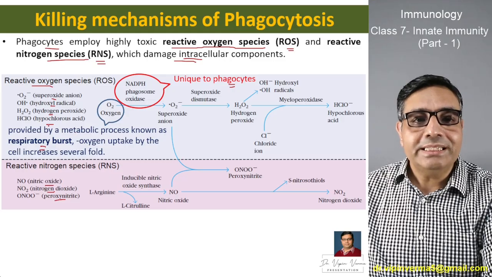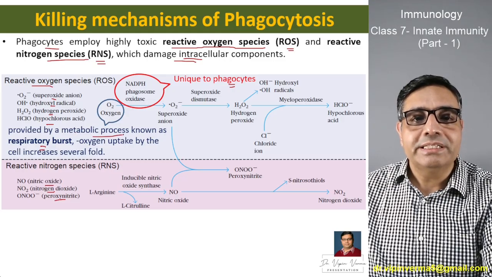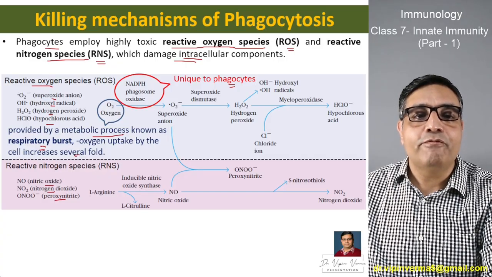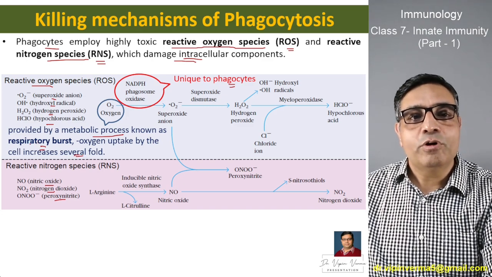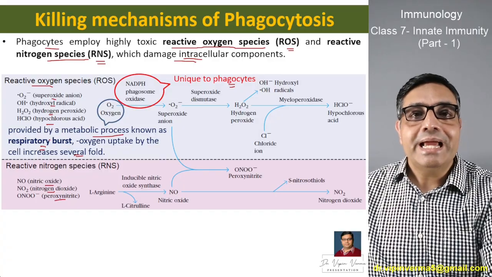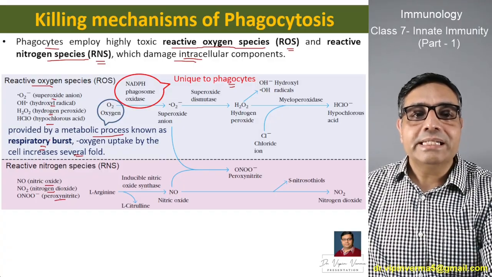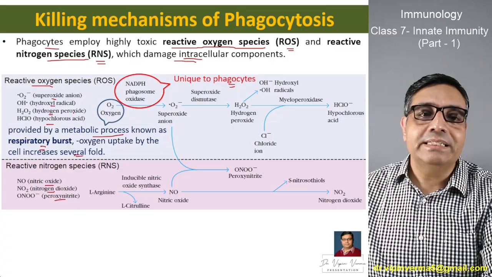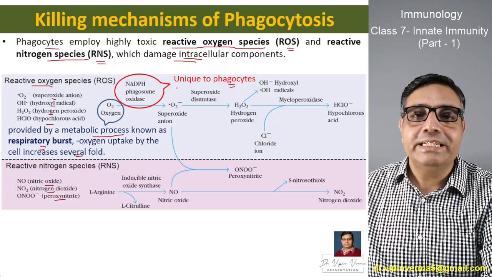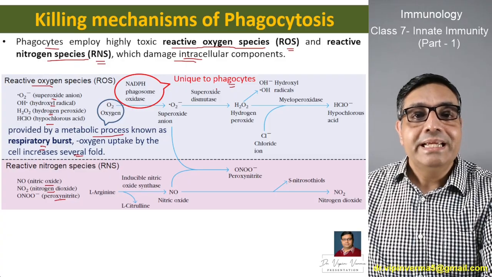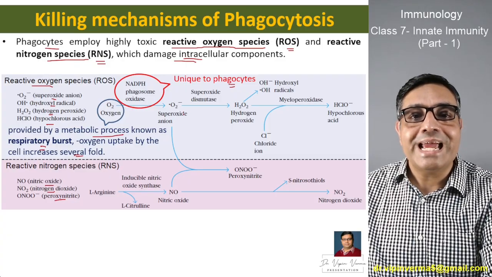So this oxygen is provided by a metabolic process which is known as respiratory burst, where the oxygen uptake by the cell increases several fold. So this is a kind of a metabolic reaction. We call it a respiratory burst, and suddenly there is a gush of oxygen, and when there is a gush of oxygen, then this NADPH phagosome oxidase, which is unique to phagocytes, forms superoxide anion.